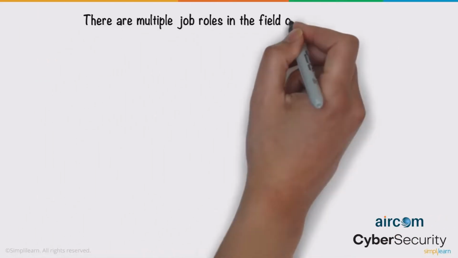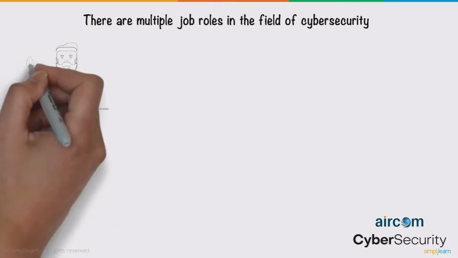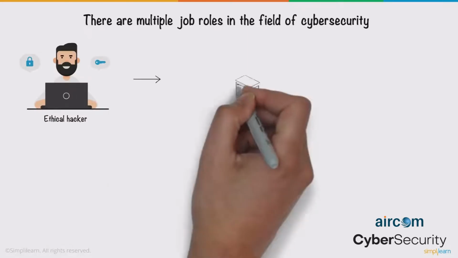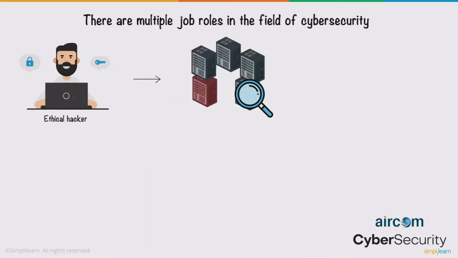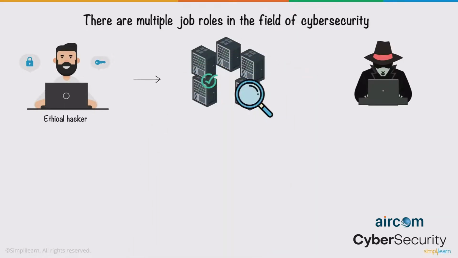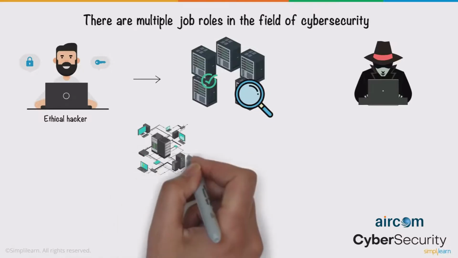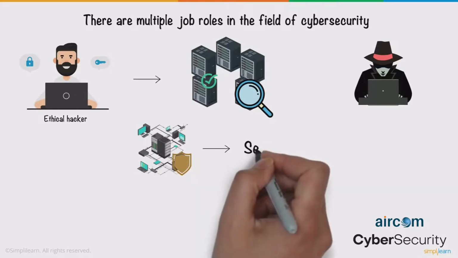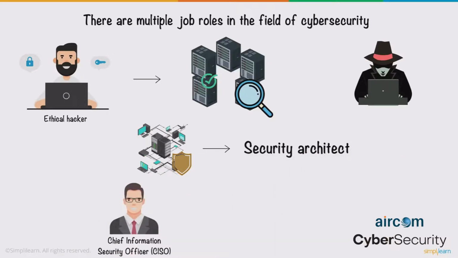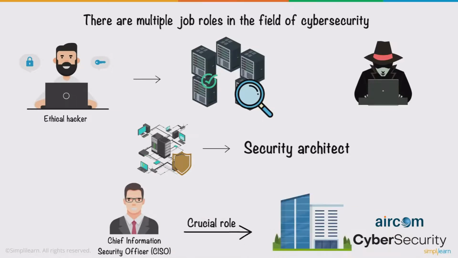There are multiple job roles in the field of cybersecurity. If hacking fascinates you, then the role of an ethical hacker is something to be explored. Such professionals try to exploit a network's vulnerabilities, just like how a hacker would do, but only to identify those vulnerabilities and resolve them for protection against an actual cyber attack. But if you are looking to design robust security structures, then the role of a security architect is more apt. A Chief Information Security Officer, CISO, plays a crucial role in enterprise security and is entrusted with the overall safety of the information in an organization.